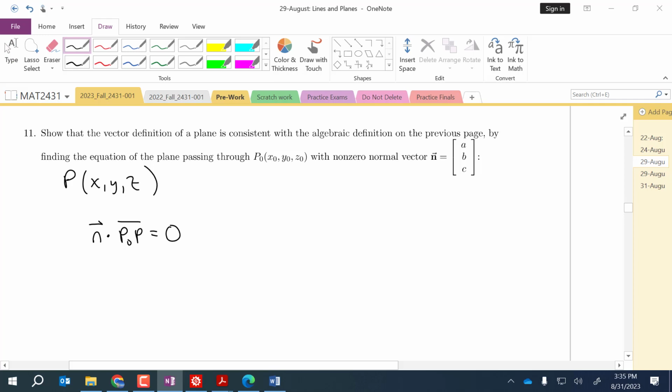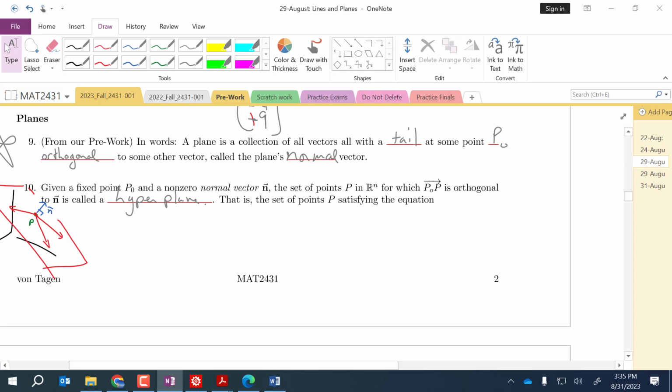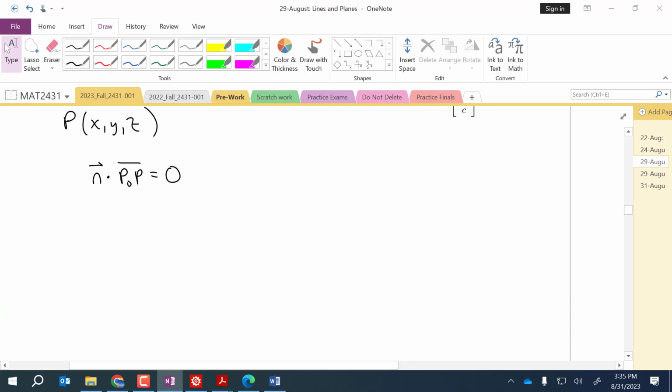Okay? It's actually that whole messy sentence that I just wrote. A plane is a collection of all vectors with a tail at some point P naught, orthogonal to some other vector called the plane's normal vector. It's pretty amazing to me that we summarize that whole sentence right here. It's all the points that satisfy this.